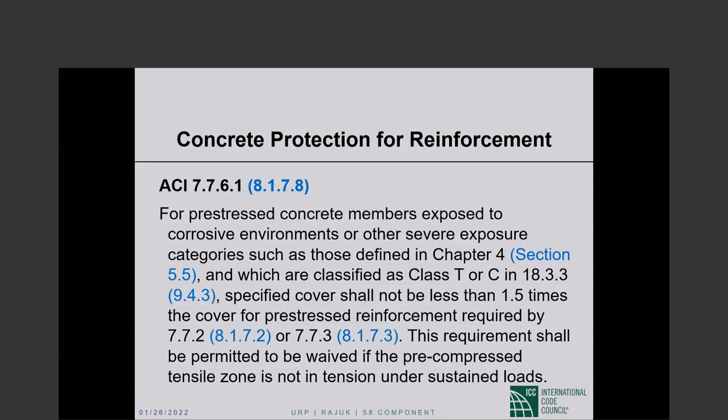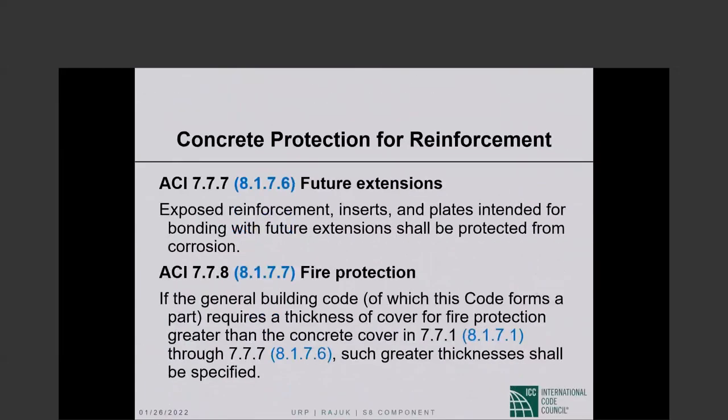From a cover point of view, the class C and class T pre-stressed members are treated like non-pre-stressed members. Uncracked pre-stressed members are treated preferentially. That's what it amounts to. Okay. Future extensions, exposed reinforcement, inserts, and plates intended for bonding with future extensions shall be protected from corrosion. Everything has been thought about.